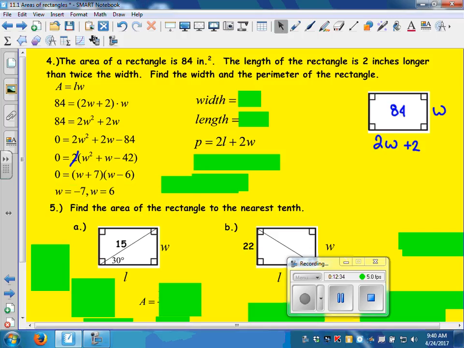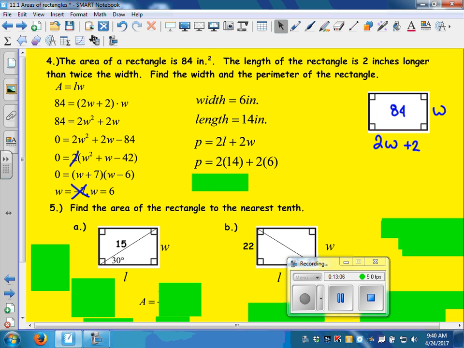And so I have two solutions here, but you do need to make sure in the context of the problem that that negative works. In this case, I can't have a negative width. So I'm going to cross out that negative 7. So my width is 6, and then I'm going to evaluate my length by substituting my 6 in. So 2 times 6, which is 12, plus my 2 is 14. And to finish this up, the perimeter is twice the length plus twice the width. And that gives me 40.